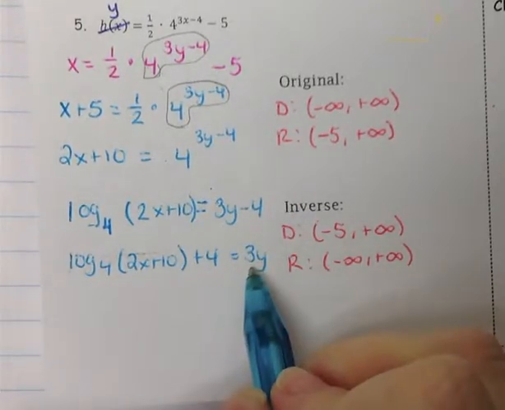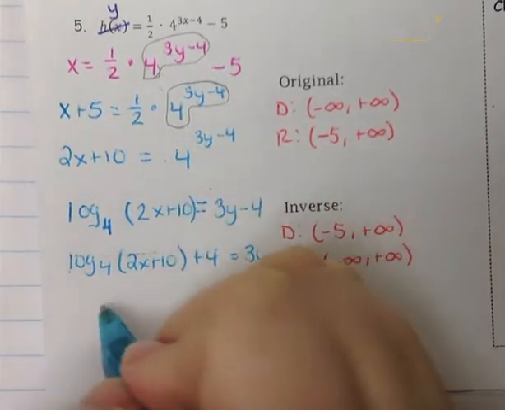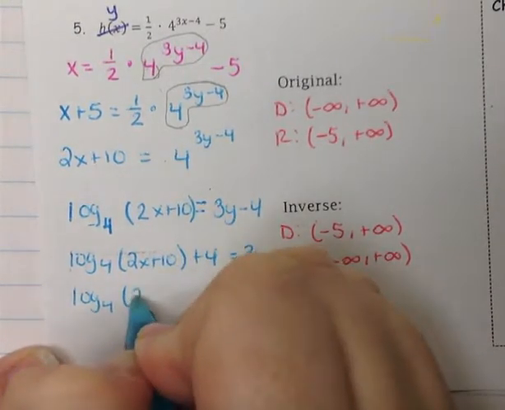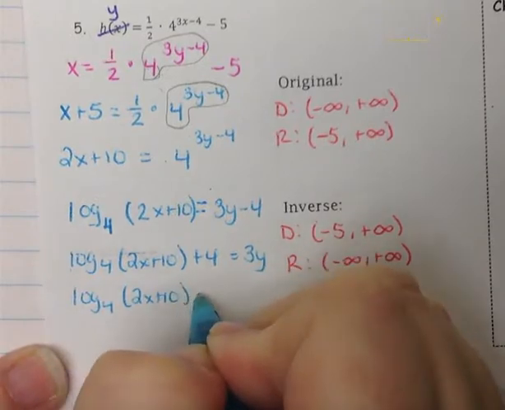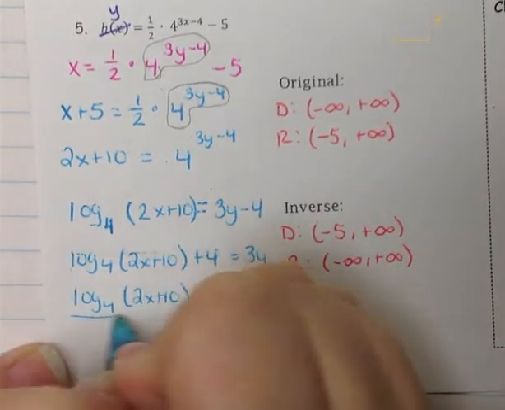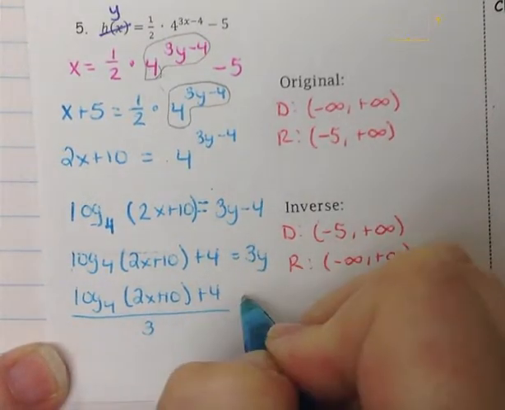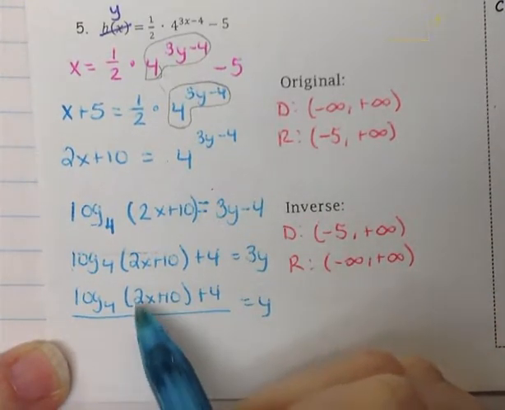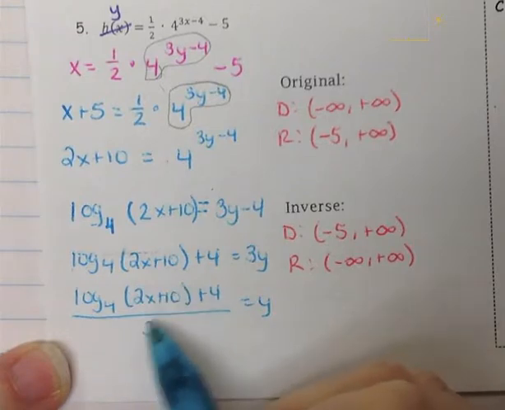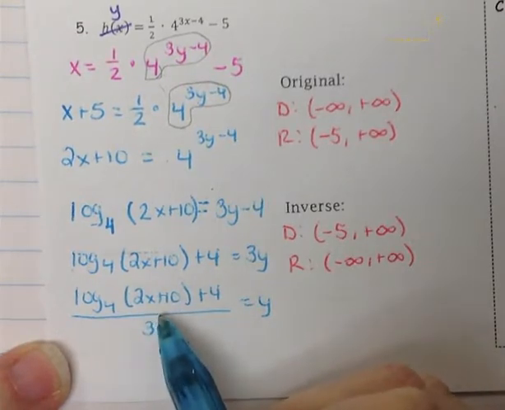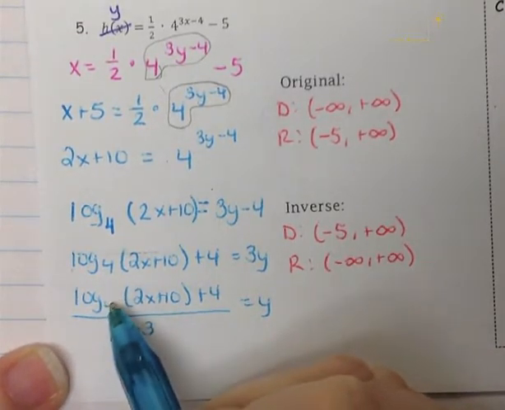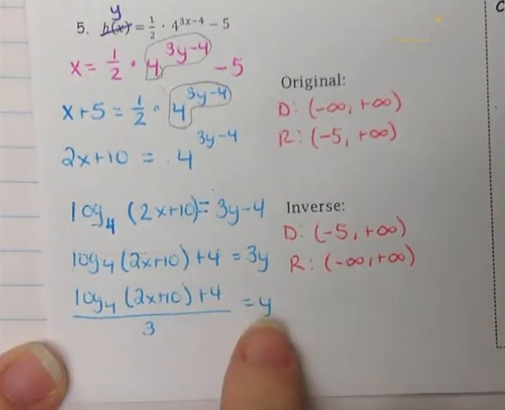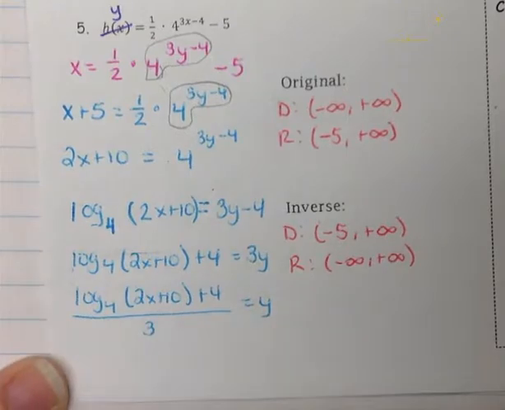Now we need to divide by 3. So we'll have log base 4 of parentheses 2x plus 10 close parentheses plus 4. All of that over 3 is equal to y. And again, do not do anything with the 3 inside the parentheses. Don't do anything with that because it's not with the logarithm. Now that y is by itself, we have our inverse.